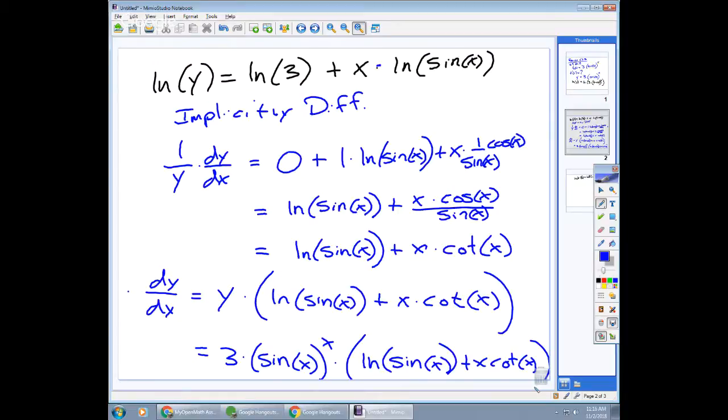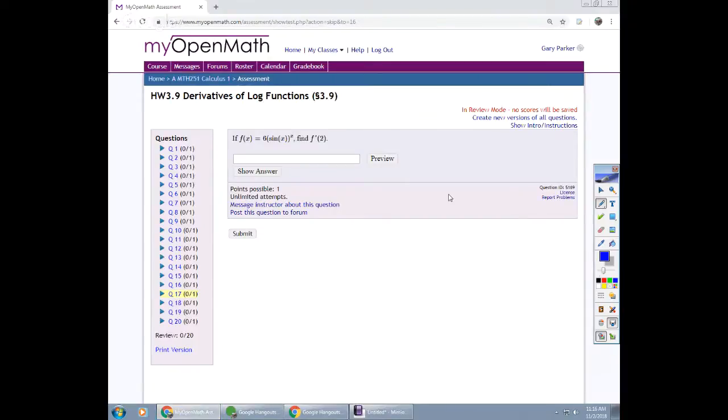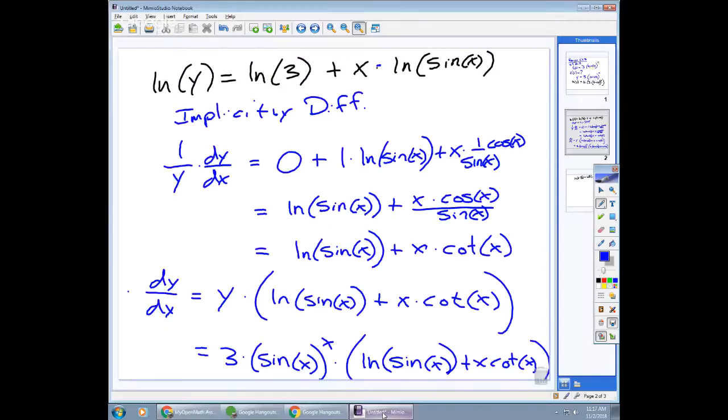All right, so that's the cleaned up derivative. Back to the original problem. Plug in 2, it says. Oh, and it had a 6, not a 3. Oh well. Just change the 3 to a 6. Yeah, you could just change the 3 to a 6, right? That would totally work.